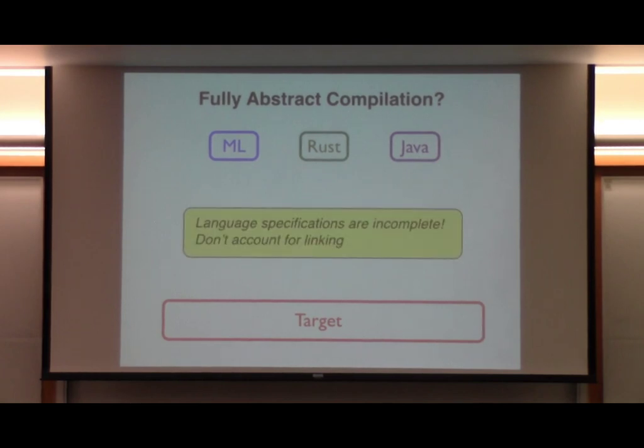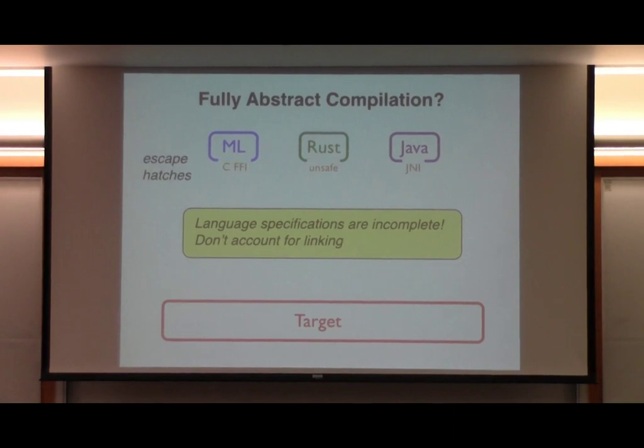What do we do? The problem is our language specifications for these original core languages, the thing that we think of as ML or Rust or Java, the core of the language, the thing that is actually type safe. I would argue that that language specification is incomplete because it doesn't say anything about what linking you might want. And you always want some kind of linking. And so when we want linking, we design escape hatches, massive escape hatches. They're called FFIs. C FFI, in Rust it's unsafe, in Java it's JNI, right?